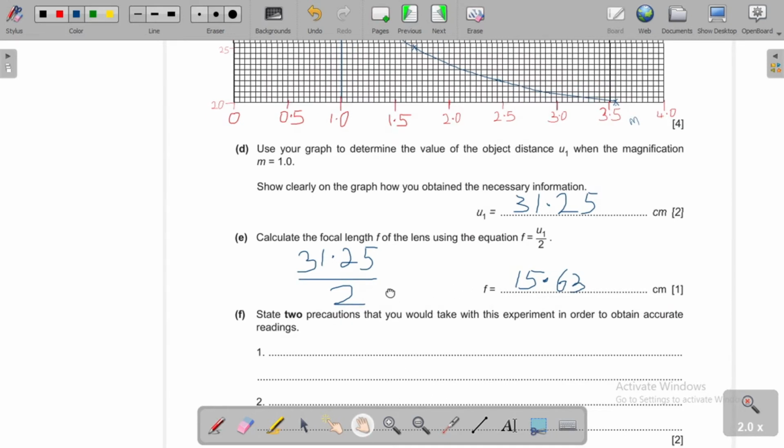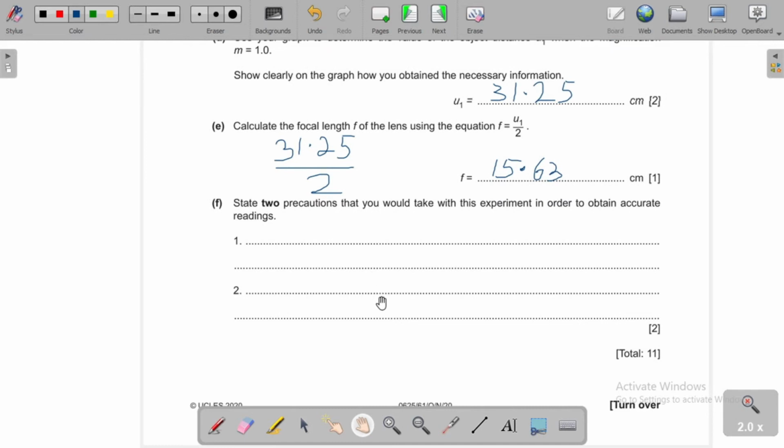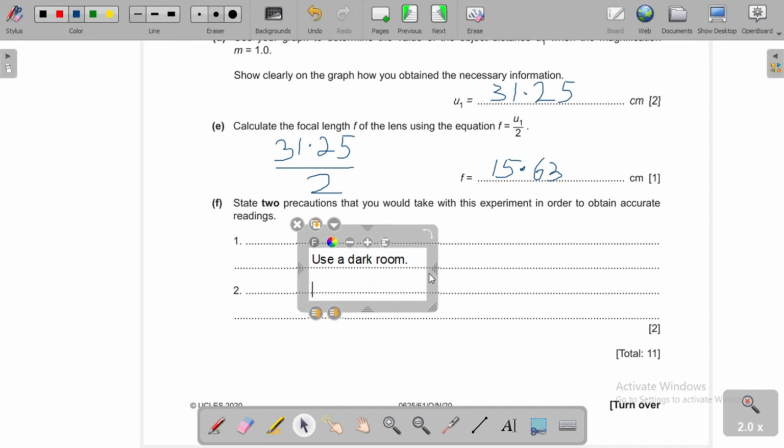Now the next question is, state 2 precautions that you would take with this experiment in order to obtain accurate readings. Now this is a light experiment, so the first precaution that will come to your mind is for you to use a dark room. Use a dark room. That's to avoid reflection. That is one. I'm going to give you like 4 precautions, so you can pick any 2 of the 4.